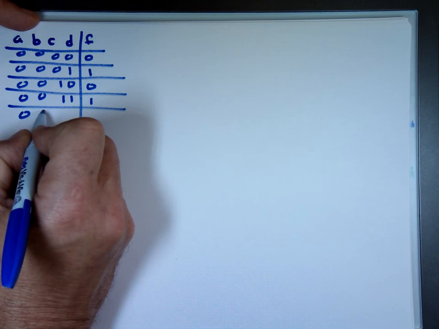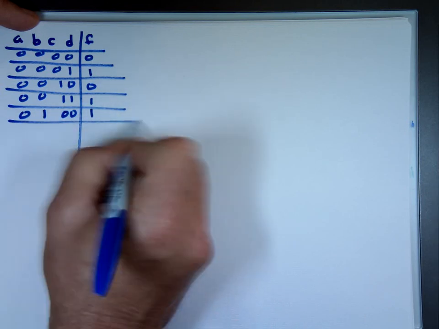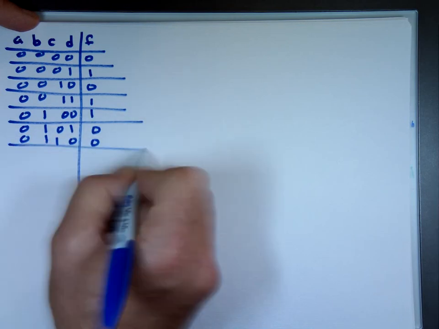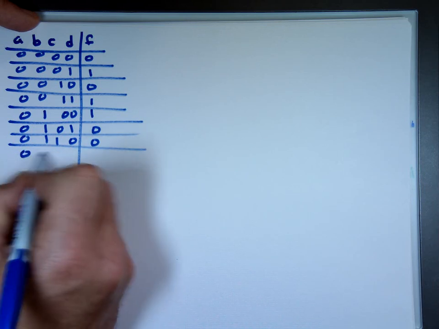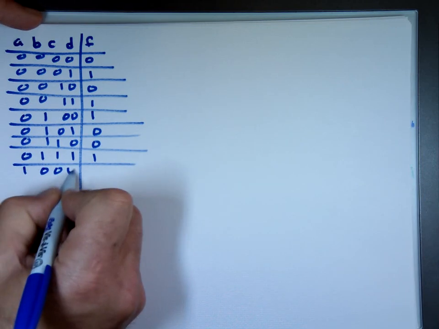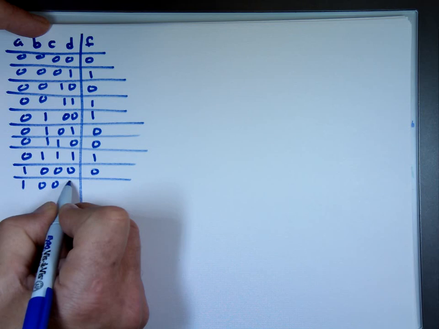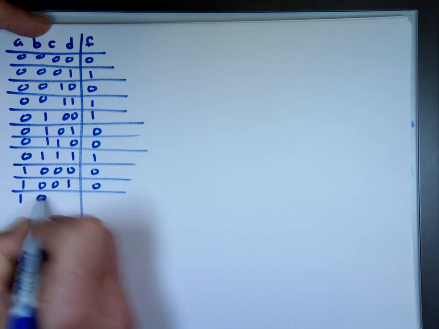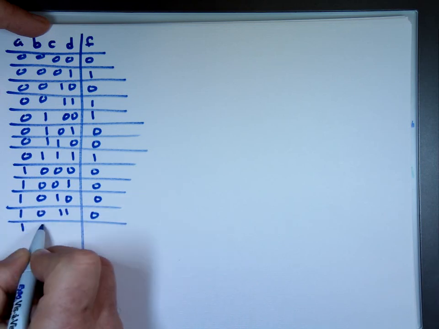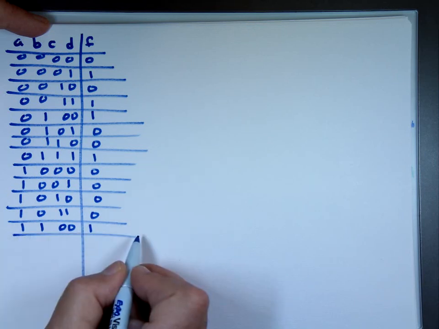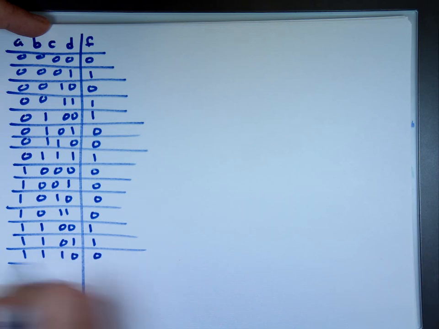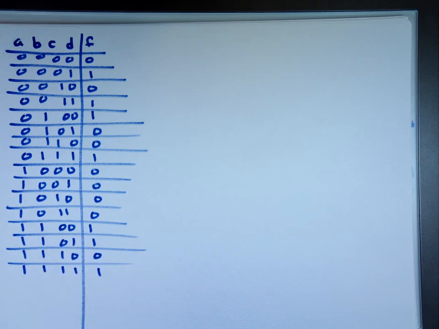Four, 1, 0, 0, that's a 1. 5 is 0. 6 is 0. 7 is what? That's a 1, right? 8 is 0. 9 is 0. 10 is 0. 11 is 0. 12 is what? 1. 13 is 1. 14 is 0, and 15 is 1. That's the truth table for that function we listed.